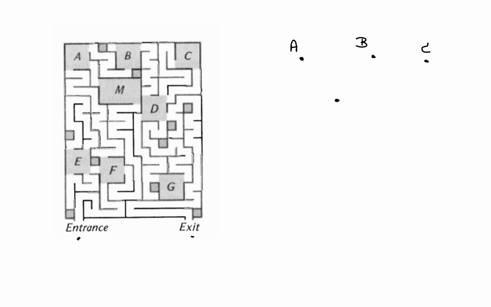I'm going to put room M here. I'm going to put D here. So here's M, here's D. I'm going to put E, F, and G right here. And here's the entrance, here's the exit.